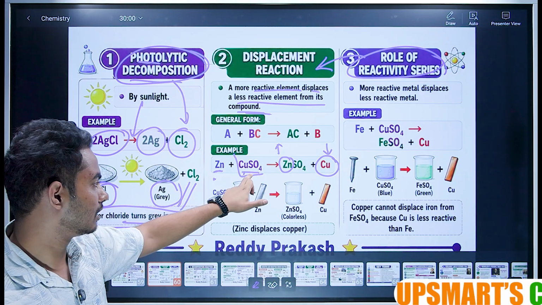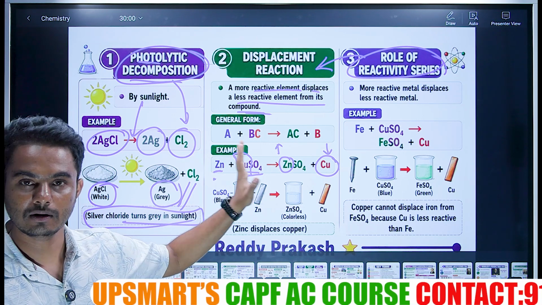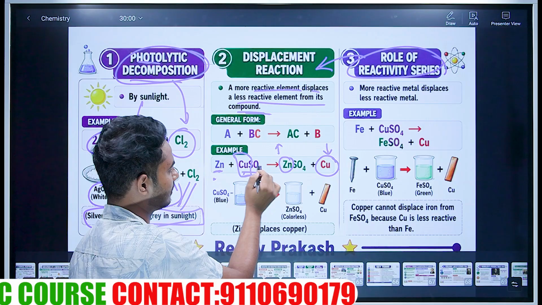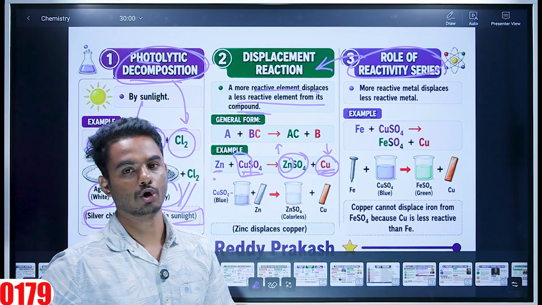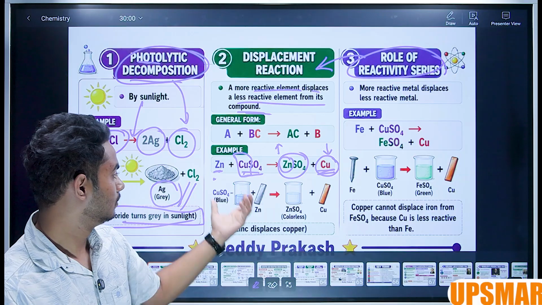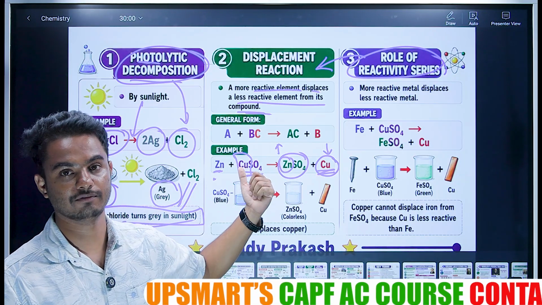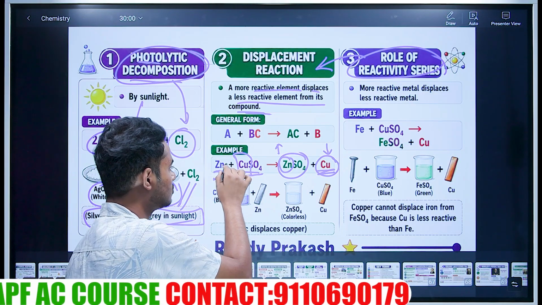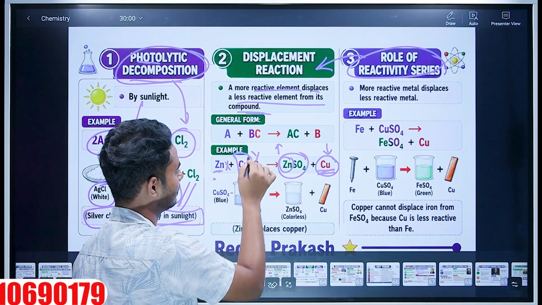It will tell copper, shut up and go. I am more powerful, I am more reactive. Leave your partner, I'll take your partner. It is like this. So zinc will combine with SO4 to form ZnSO4, and copper will be left alone. Zinc plus copper sulfate gives zinc sulfate, and copper is left alone. This is displacement.